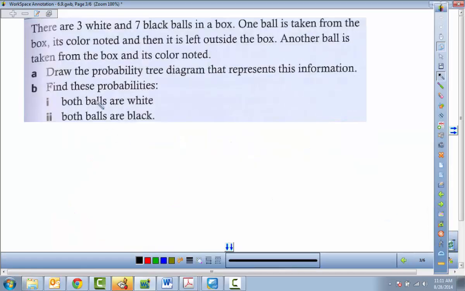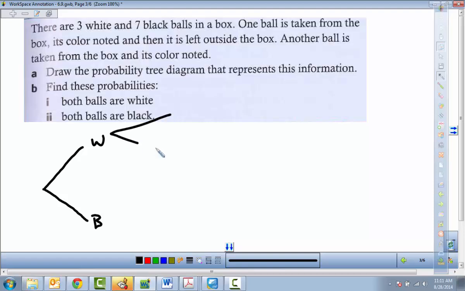Example 2, 3 white, 7 black balls in a box. 1 ball is taken out, the color is noted, and then it is left outside the box. And then another ball is taken. So this probability situation, the events are not independent of each other. So we're going to take a ball out, and that ball is either going to be white or black. And then when we take a second ball out, again, the possible things that could happen is it could be white or it could be black. White, black. And we need to assign probabilities on these branches.